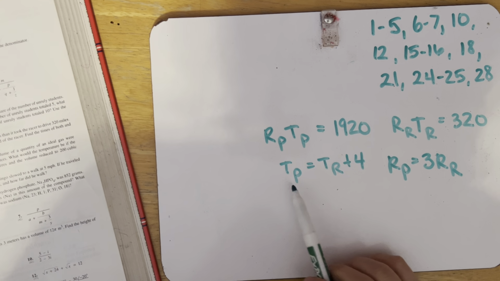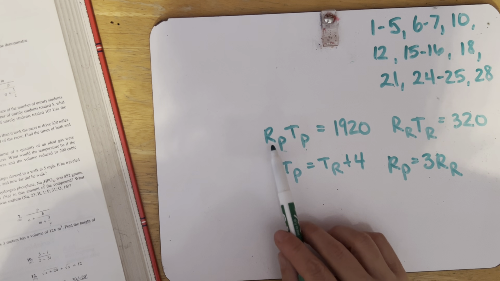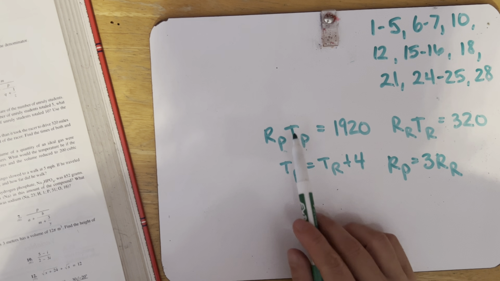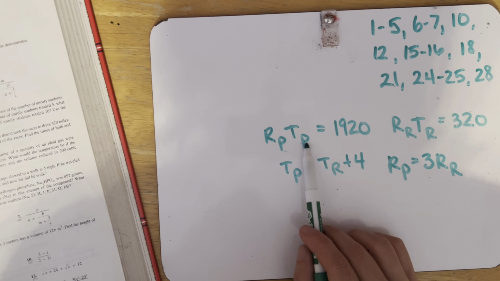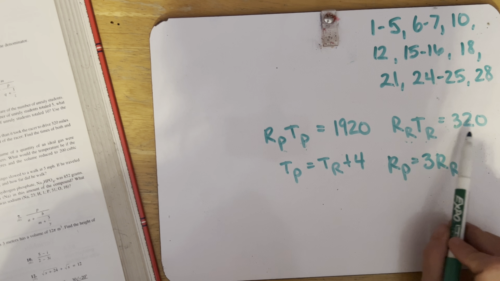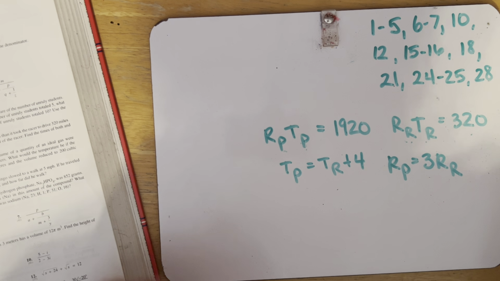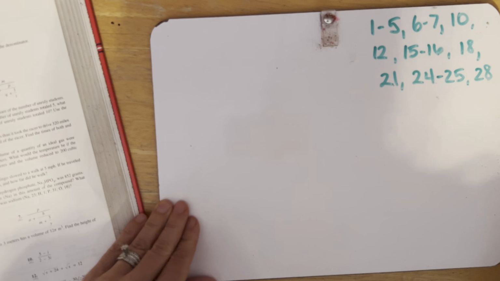Okay, now you've got TP and RP, so I would use this equation. And you're going to just plug in TR plus 4 times 3RR. Okay, and then that should give you an equation in terms of RR and TR that you can plug the 320 into and then start solving all your stuff.